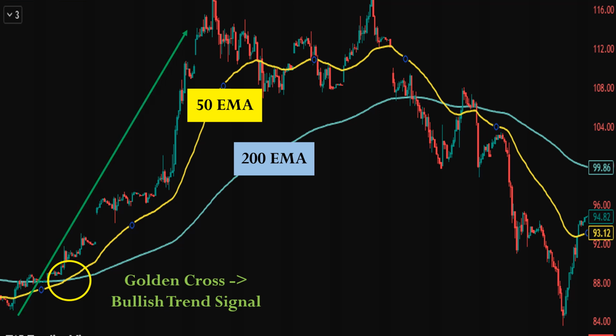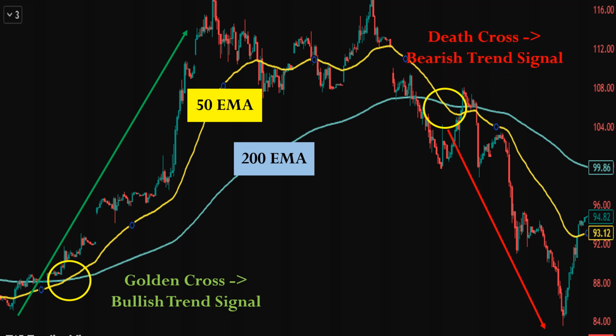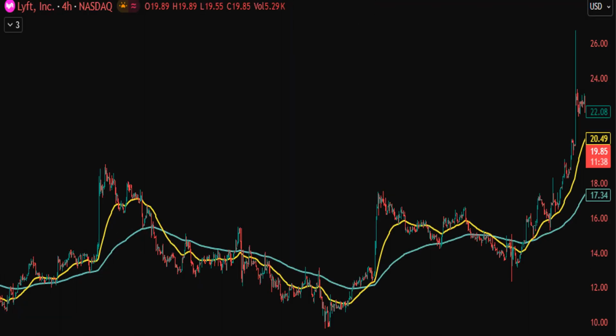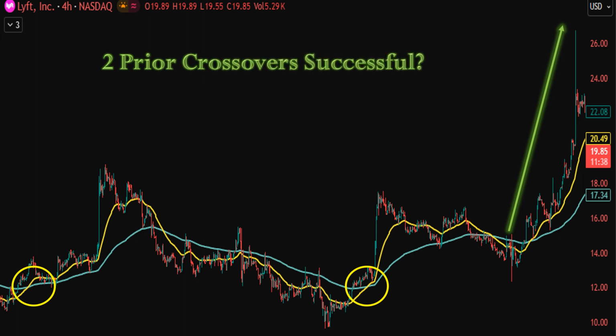And when the 50 EMA crosses below the 200 EMA, that's the death cross, a bearish signal that indicates a possible downtrend. But here's the mistake 99% make. They enter immediately after the crossover. Don't. Instead, check the last two crossover signals. If both were successful, it means that this chart responds well to crossovers. If both crossovers fail, then avoid trading this strategy on that asset and time frame.